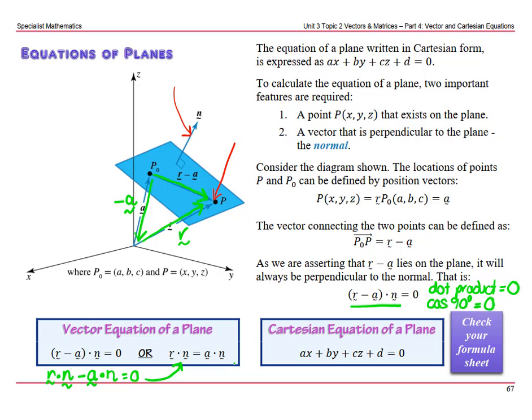The Cartesian equation of the plane as well is ax + by + cz + d = 0. Now check your formula sheet and see what is on it that's going to help you with this.